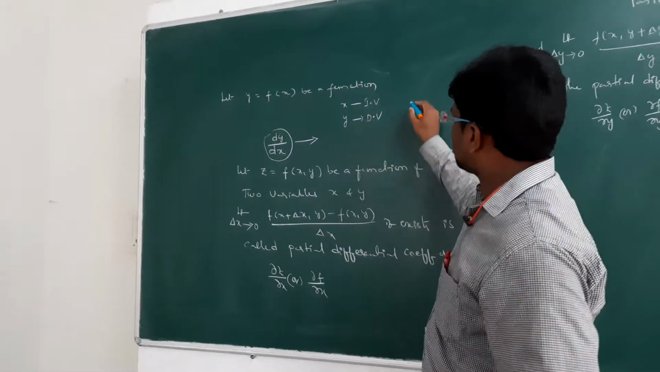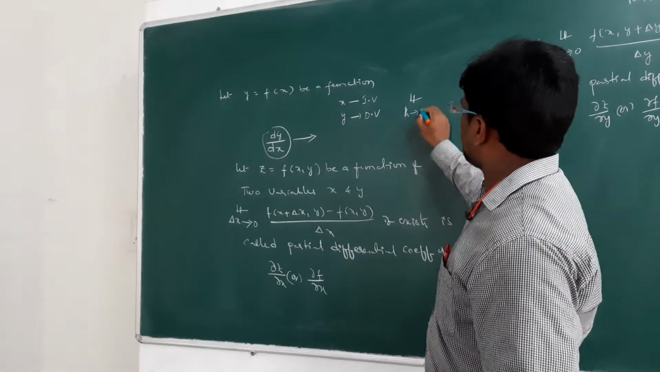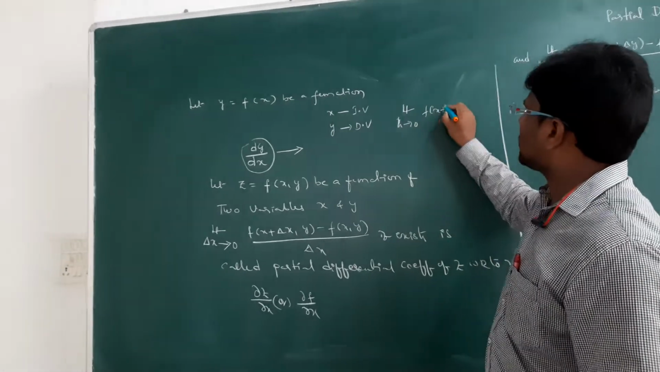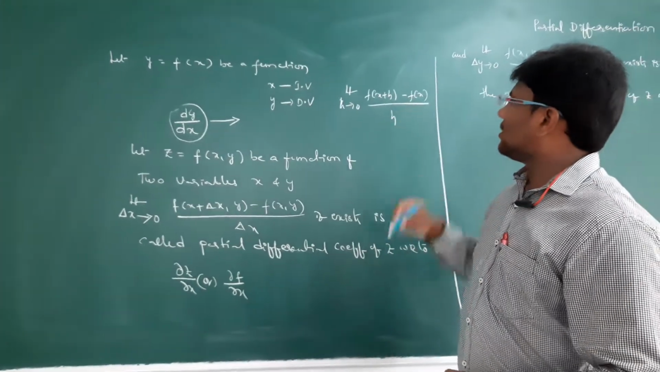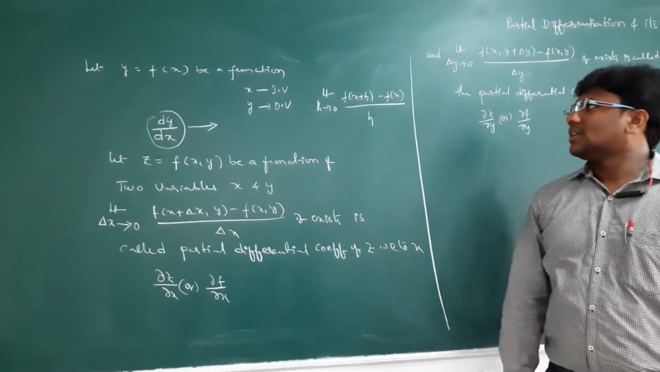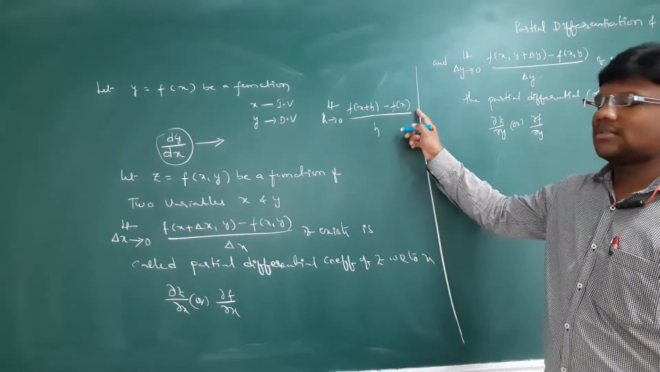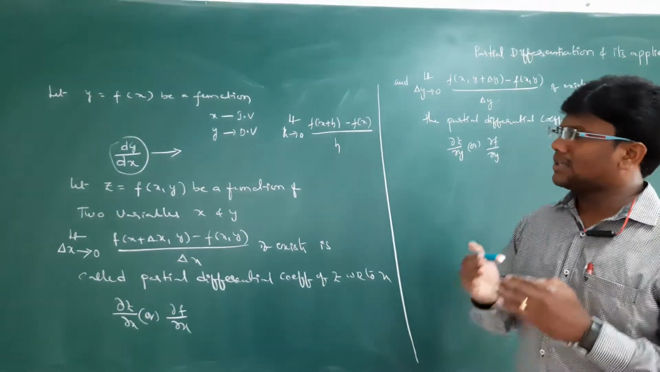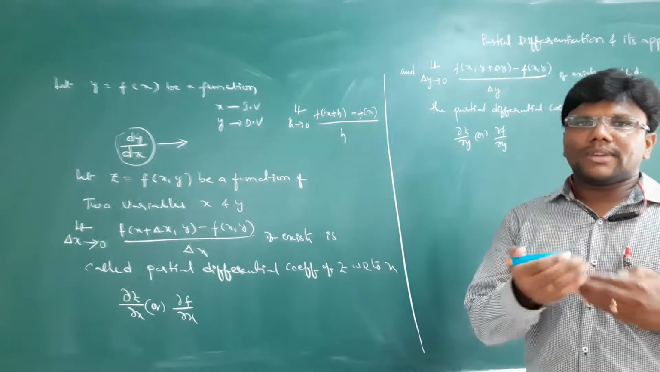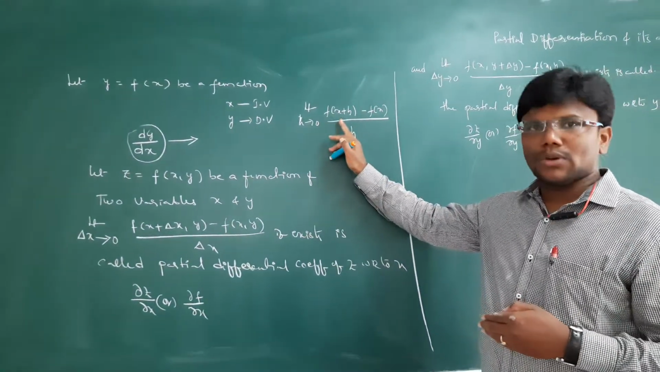In notation it can be written as limit h tends to 0, f of x plus h minus f of x by h. This is the differential coefficient, denoted by dy by dx or f dash of x. Any function is given, we get the derivative formulas by using this formula only.